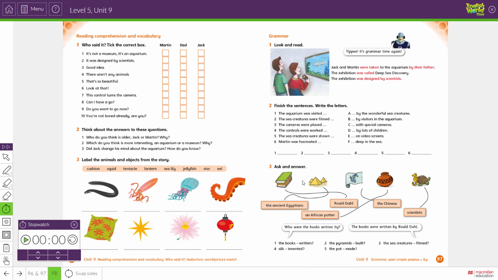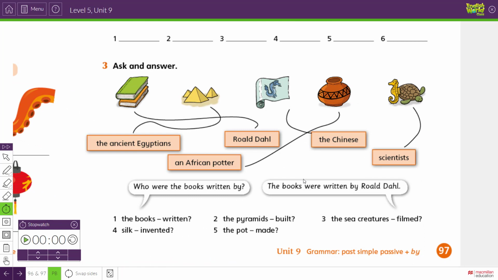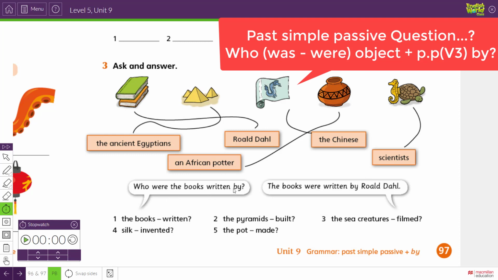Okay, let's move to exercise number 3, which is ask and answer. How many pictures do we have here? 1, 2, 3, 4, 5. Yes. We are going to form questions and answers using the information in these boxes. Let's see the model. Number 1. Here we have the books written. Who were the books written by?